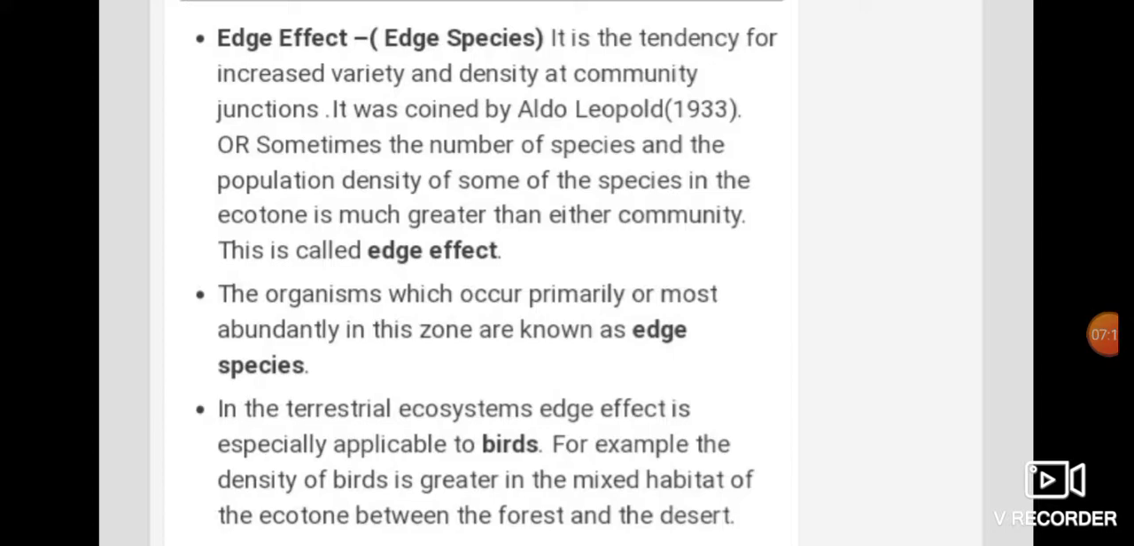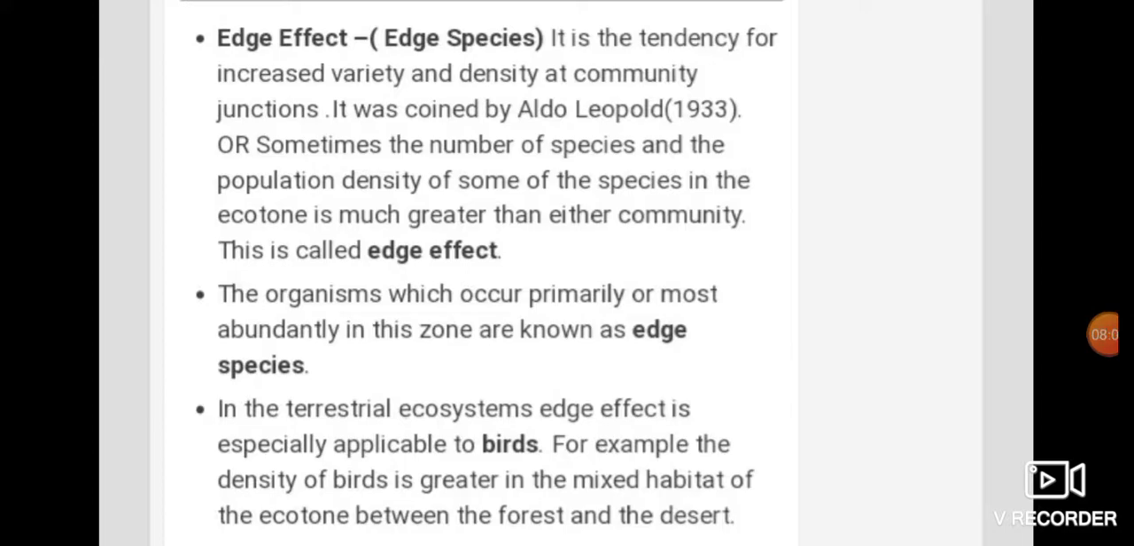So Edge effect is nothing but the effect where the population density of some species is more in the ecotone or the transition area as compared to the individual ecosystems, for example terrestrial or aquatic, or in case of terrestrial ecosystem it could be forest or desert. In the intermediate stage the bird species are more. So here species A will be bird, which is mostly found in the intermediate zone or the mixed habitat, that is the ecotone or the transition state. Okay, so this is all about the ecotone and the Edge species.